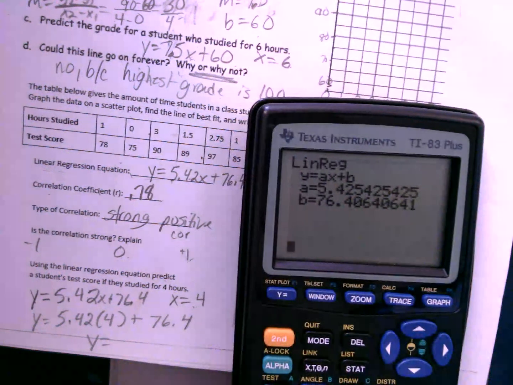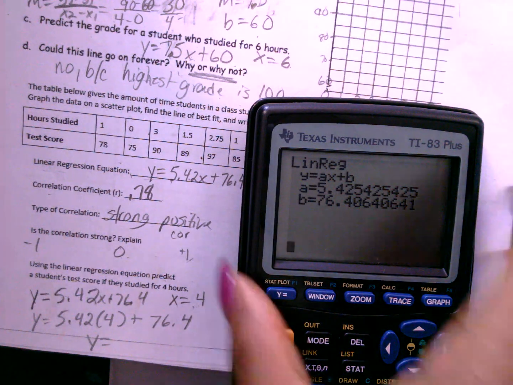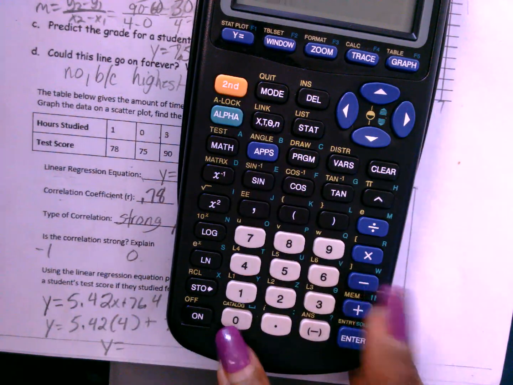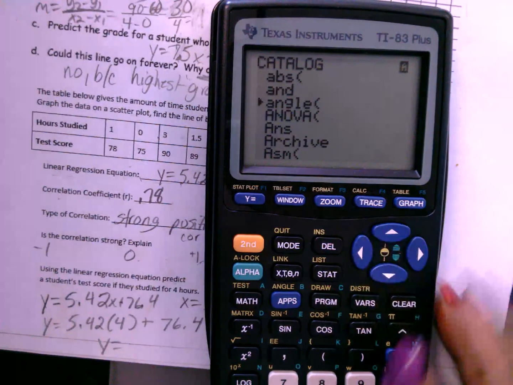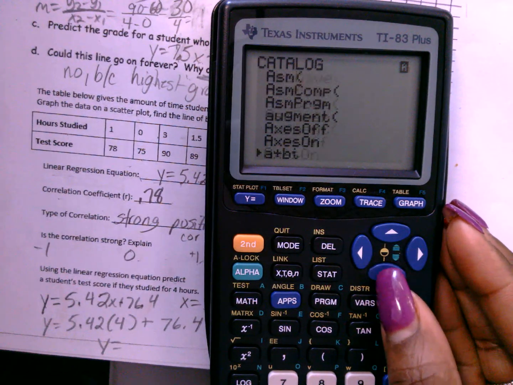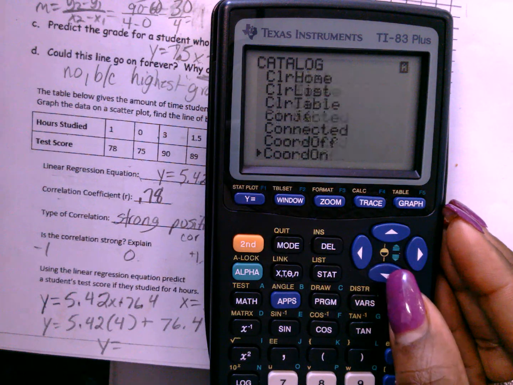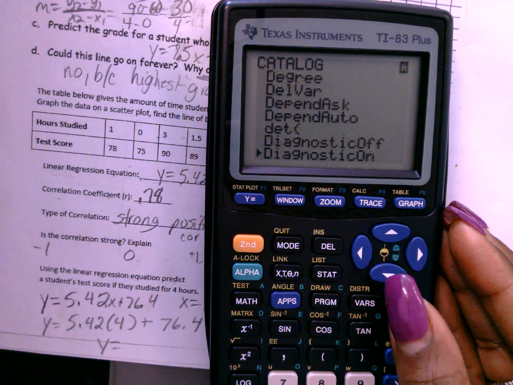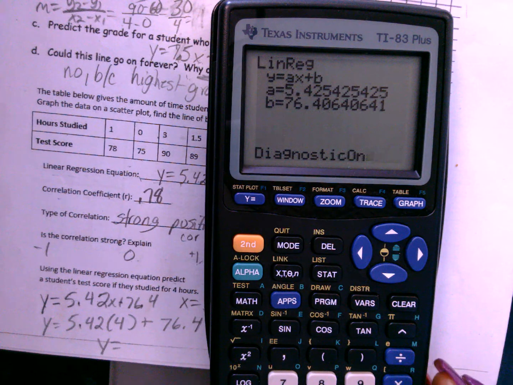Okay. So now remember, to find the correlation coefficient, you have to turn the diagnostic on. The catalog is here, so you press the yellow button and 0. That goes back to the catalog. From the catalog, you're going to go all the way down to DiagnosticOn. There are 2 of them, so make sure you press DiagnosticOn and enter. All right, and then press enter so it's done.